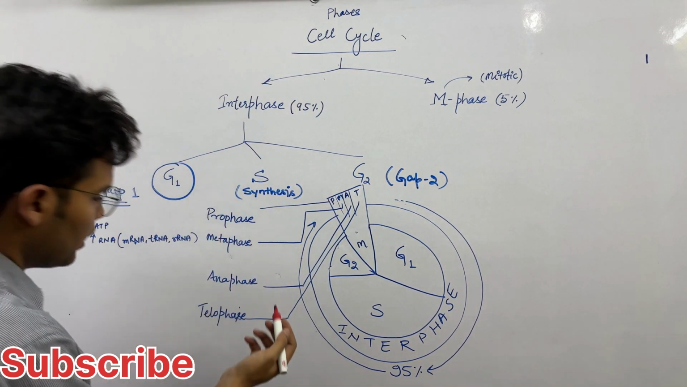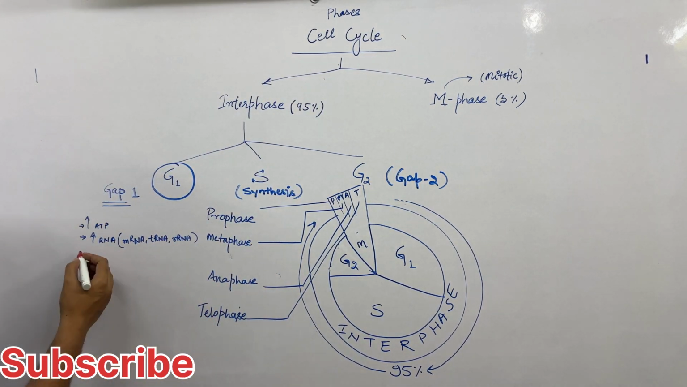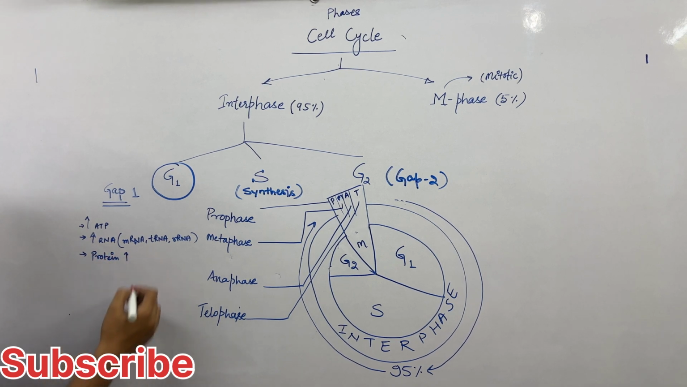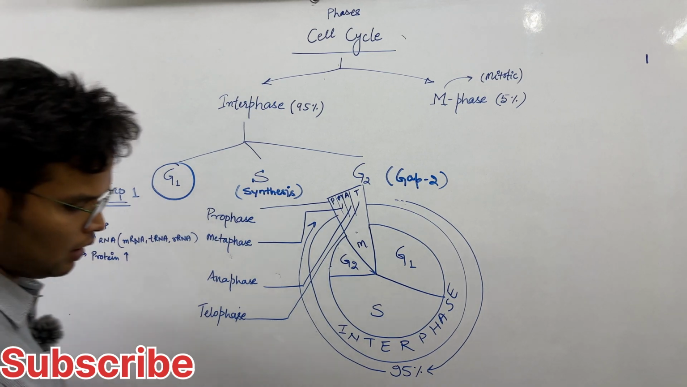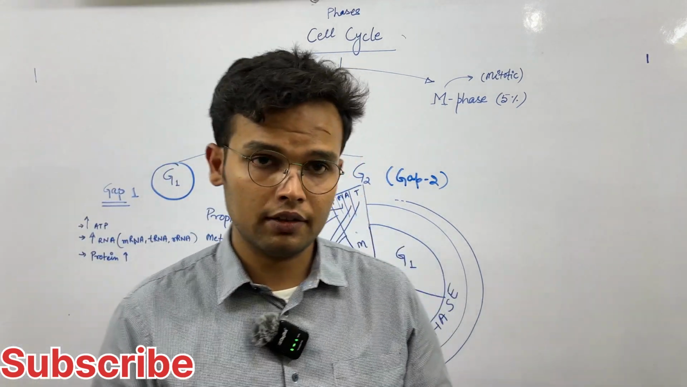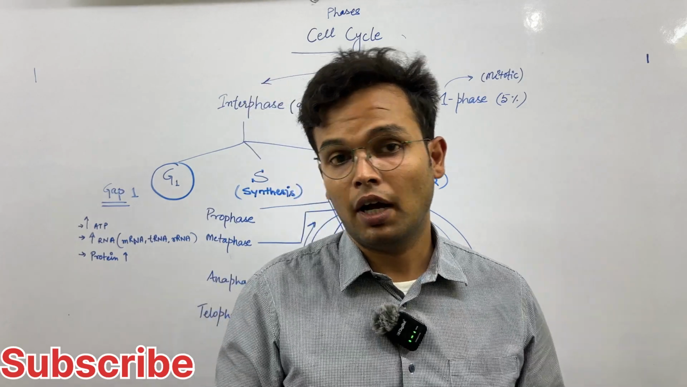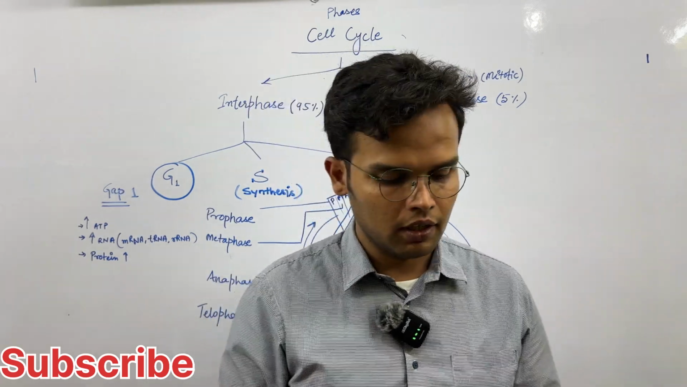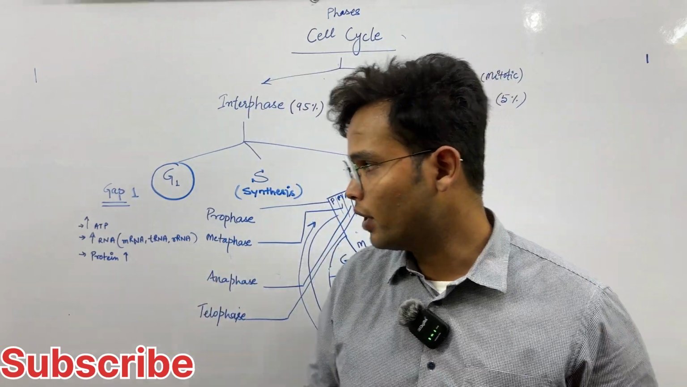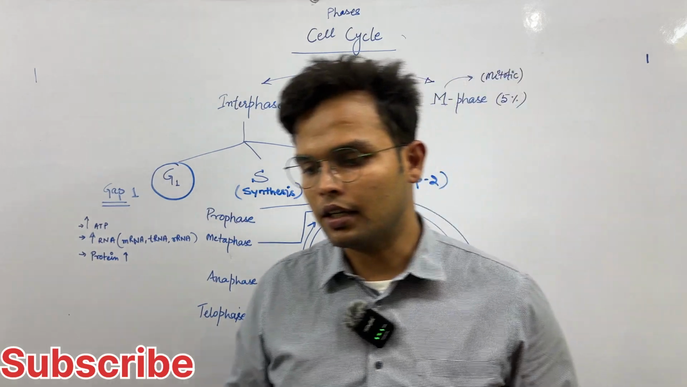The ATP is getting increased, RNA is getting increased, and protein content is going to increase, because if a cell is getting formed, then we all know that the cell membrane is made up of protein, so there might be a need of protein, and for that the protein content must be increased.